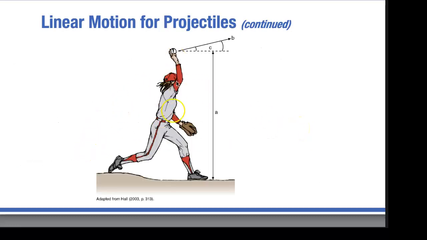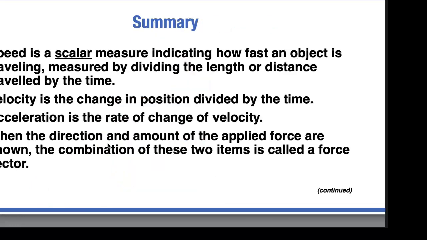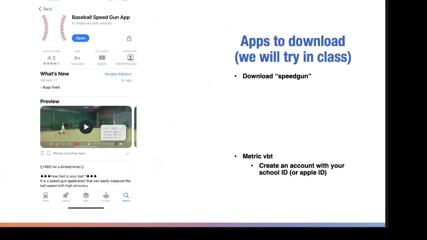So the height of release and the angle of release are going to determine where it goes. Same thing with the takeoff angle of a long jump. They're trying to get that center of gravity to go the correct height so that it goes as best possible. So we're going to end on that.